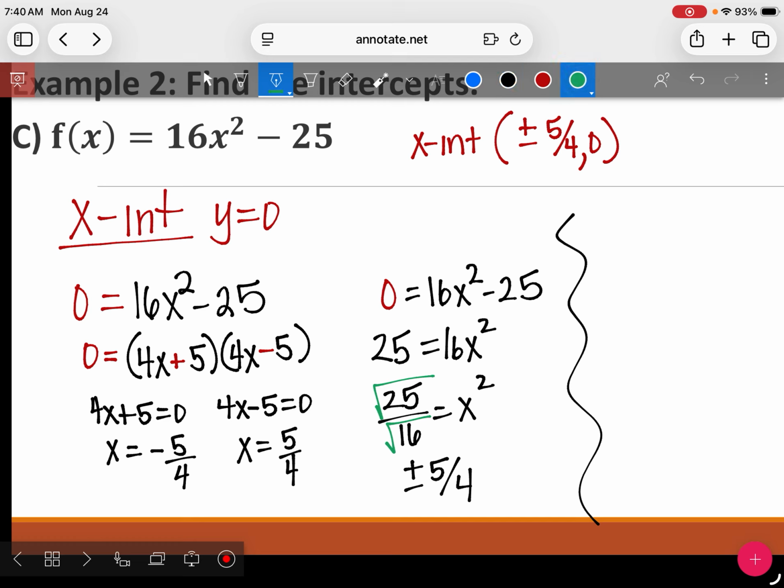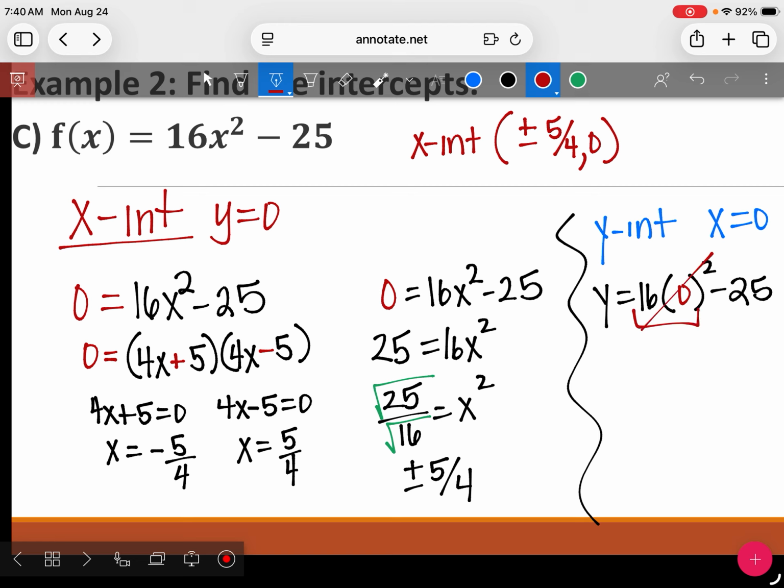So now let's do our y-intercept. So that means x equals 0. So we have y equals 16 times 0 squared minus 25. Would you agree that anything times 0 is 0? So this term here is just going to cancel. And you're going to have y equals negative 25.